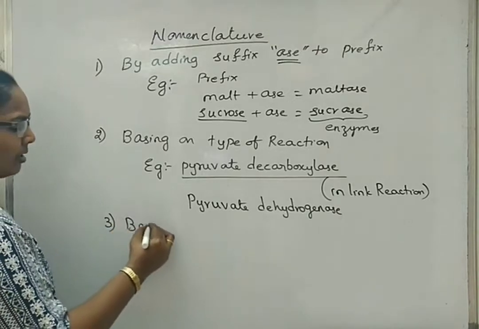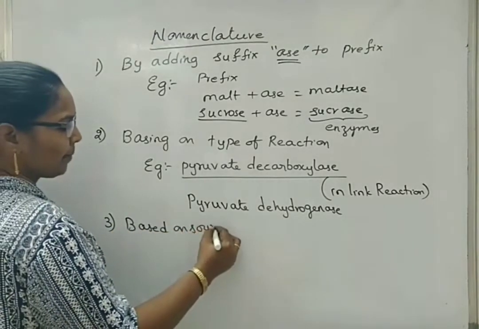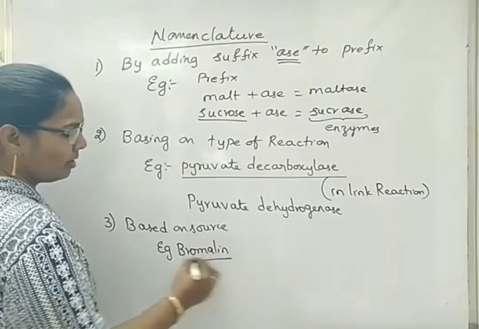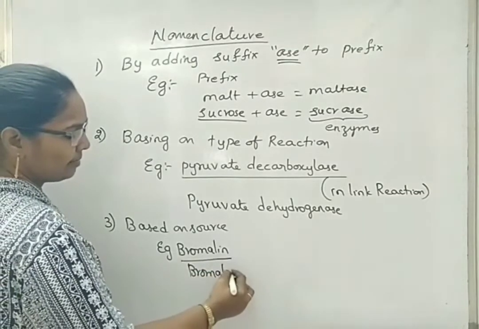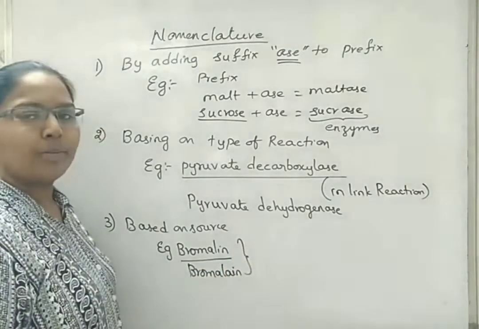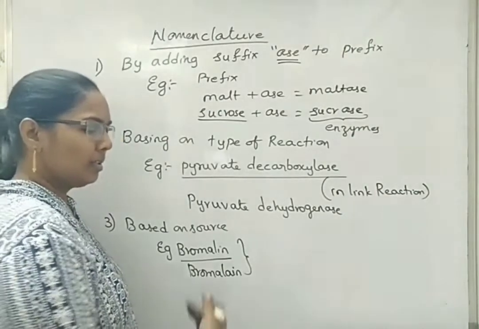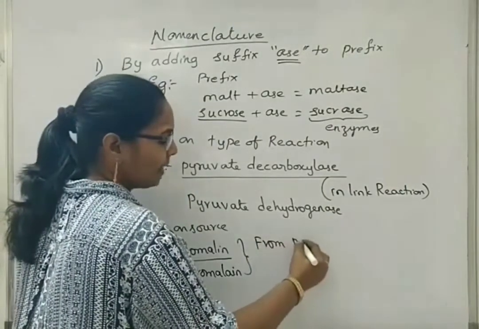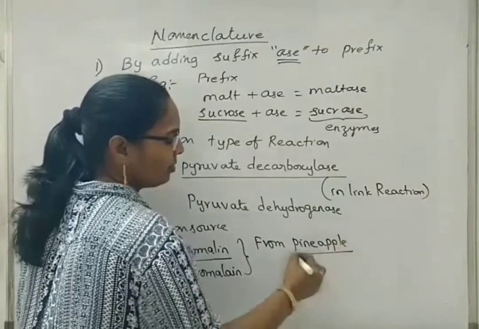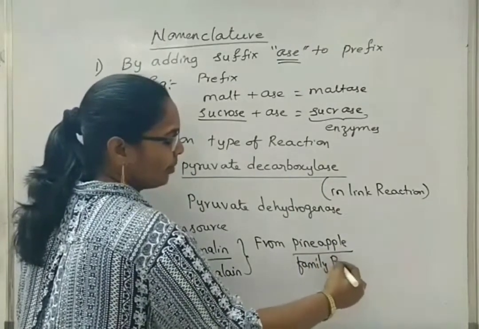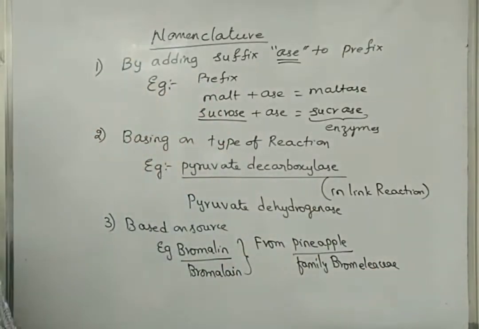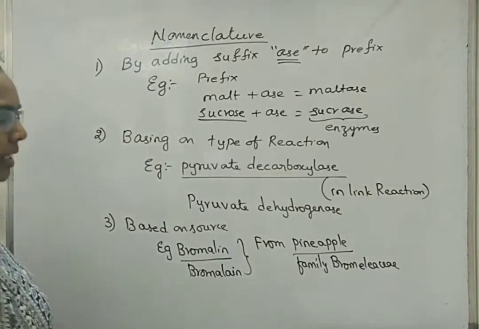The third one is based on the source. Example is bromelain. This type of enzyme is obtained from the pineapple, because pineapple belongs to the family Bromeliaceae. So basing on these three different types of characteristic features, functions and sources, enzymes are named.